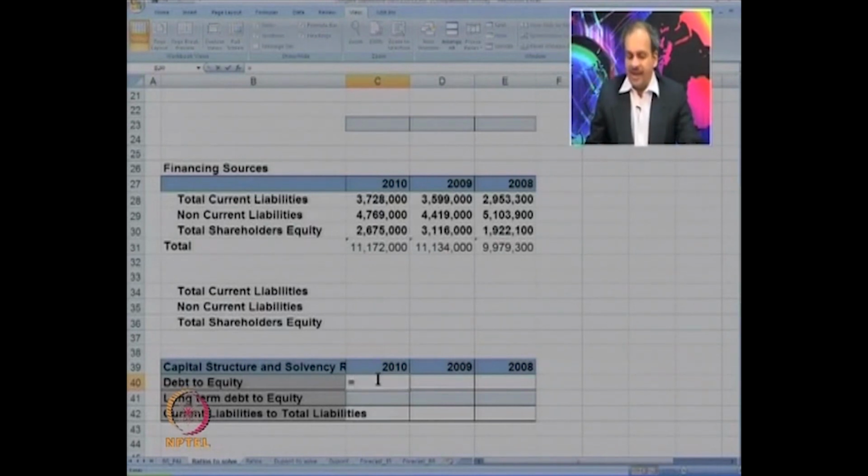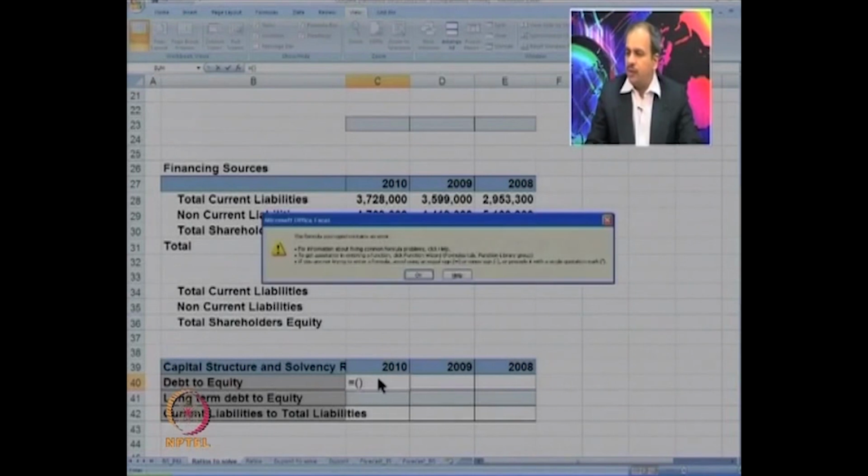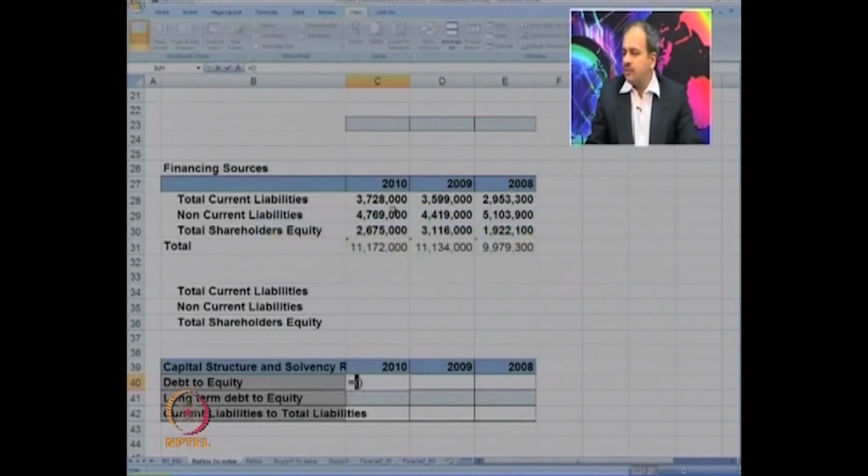So for total debt, we have to take the total of these two items. I hope you are getting it. So I have tried to add the current plus non-current liabilities, which is the total debt of the company, divided by the shareholders equity. So we get 3.18.